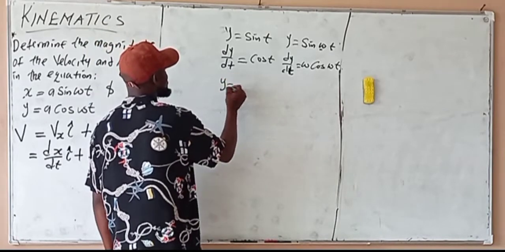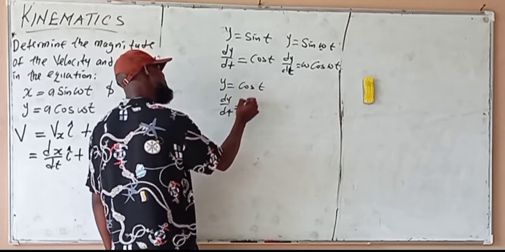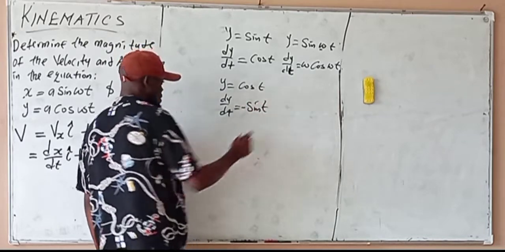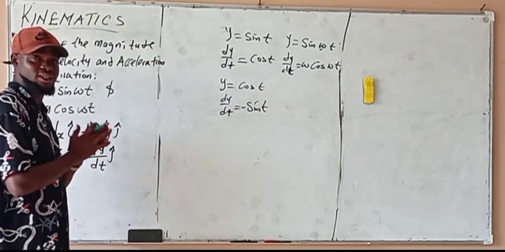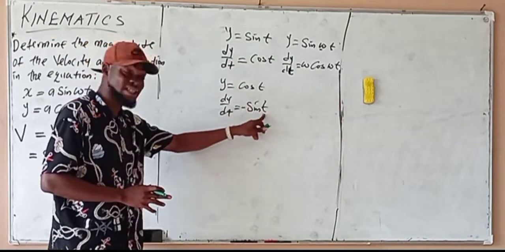What about if y is equal to cos t? What is dy over dt? It will be minus sine t. So I'm going to have minus sine. That's the differentiation function. To differentiate sine, you have cos. Differentiate cos, you have minus sine.